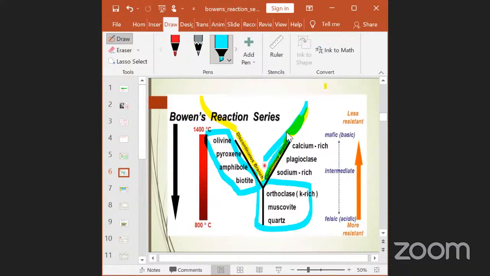In the continuous branch, the crystal structure is the same. The only change appears in the elements, that is, calcium-rich and sodium-rich plagioclase. Before I tell you more about Bowen's reaction series, let us first understand what plagioclase is.